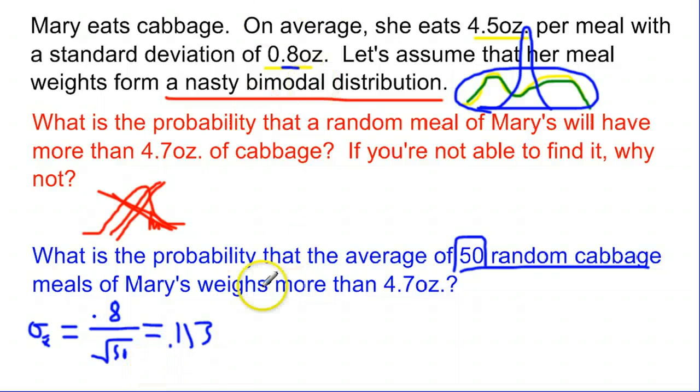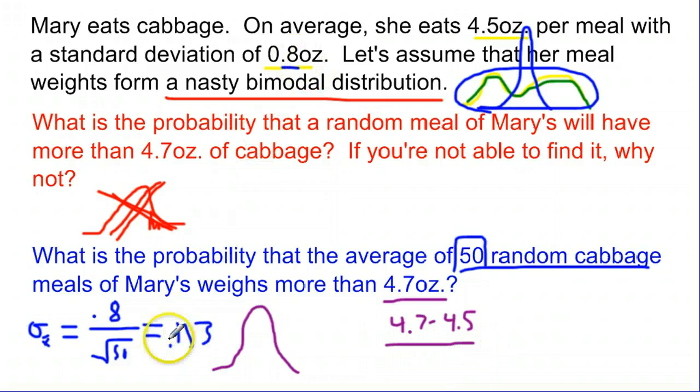Now, we still from here can assume a normal curve because we have that big enough sample size. So I'll sketch my normal curve, and we need to then find a z-score. So we want to know the probability that Mary's meals weigh more than 4.7 ounces on average. Well, 4.7 ounces is above the 4.5 average. So 4.7 minus the 4.5 is going to be 0.2 ounces above average. Now that 0.2 we divide not by our old standard deviation but by our new one, divided by 0.113.